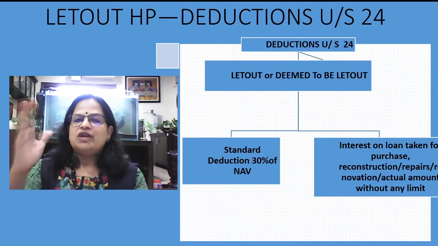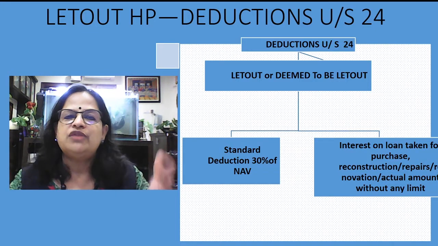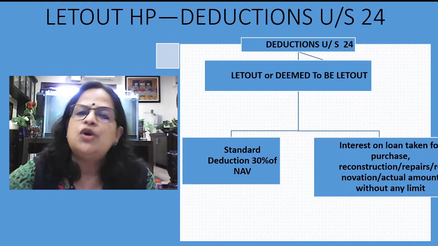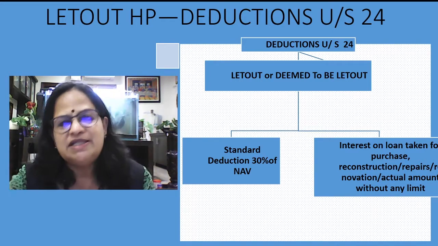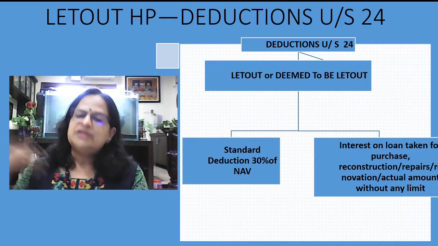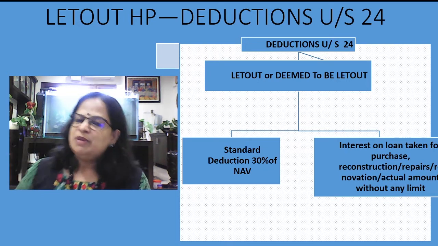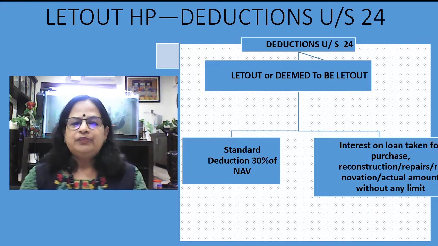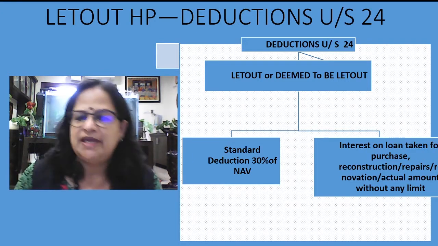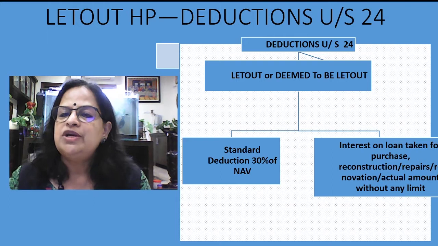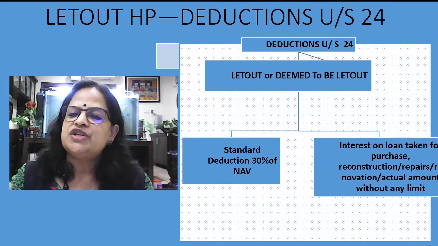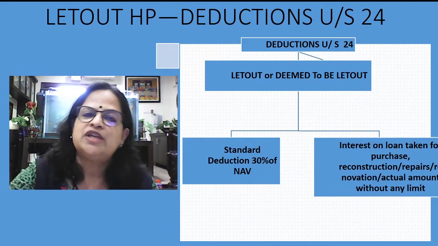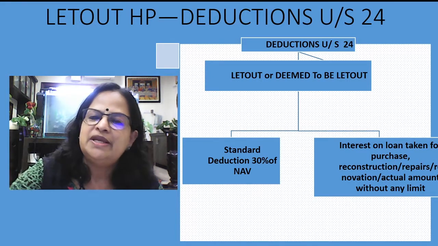Now, whatever we have put in deductions under section 24, I have explained again. Deduction under section 24 for let out property, let out or deemed to be let out. That is considered, if he is claiming that my sister is staying there, but actually it may be let out. That is why deemed to be let out. So the standard deduction of 30% they can claim. Then interest on loan taken for purchase, construction, repairs, renovation, the actual amount without any limit. That is what I explained. The actual amount without any limit they can claim.